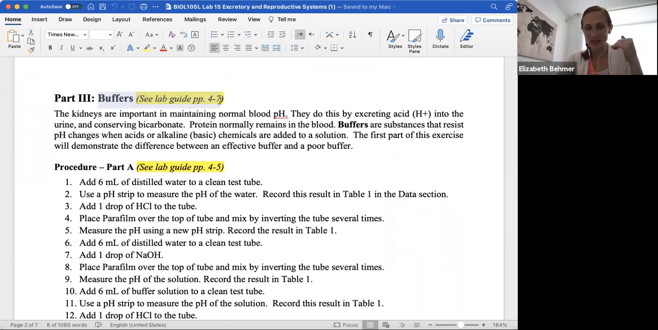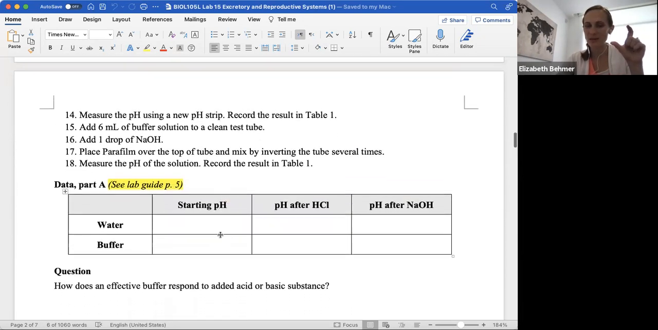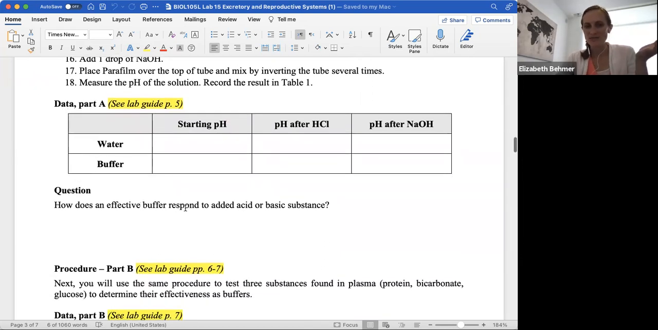So be sure to look at the lab guide for this part of the experiment, but it will be talking a little bit about buffers. Specifically, we give you the pH chart to fill in, and how does an effective buffer respond to added acid or base substance. What a buffer is, it resists changes in pH. So you should see here that the buffer, the starting pH, the pH after adding an acid, and the pH after adding a base should be relatively constant, because that's the point of a buffer.